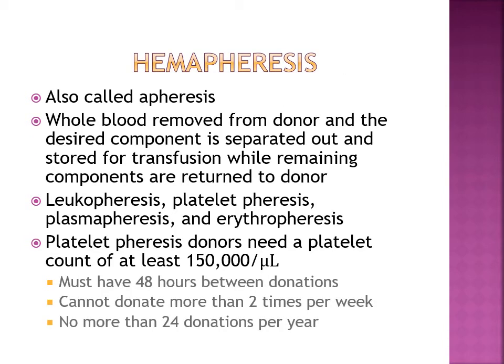For hemapheresis, more likely you're going to hear this called apheresis. We talked about this a little bit before, but we have whole blood removed from the donor, and the desired component is separated out and stored for transfusion, while the remaining components are returned to the donor. You can do leukapheresis, plateletpheresis, plasmapheresis, and erythrocytapheresis. Plateletpheresis donors need a platelet count of at least 150,000 per microliter. You need at least 48 hours between donations. You cannot donate more than twice a week, and they limit it to 24 donations per year.